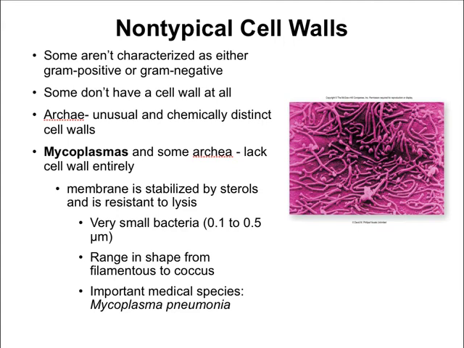Now, mycoplasmas and a very few archaea lack a cell wall entirely. Their membrane is stabilized by sterols and is resistant to lysis. They're very small bacteria, 0.1 to 0.05 microns, and they range in shape from filamentous to coccus. They have important medical species, Mycoplasma pneumoniae, for example, is an atypical form of pneumonia where the bacterial cells actually adhere to the epithelial cells of the lungs.